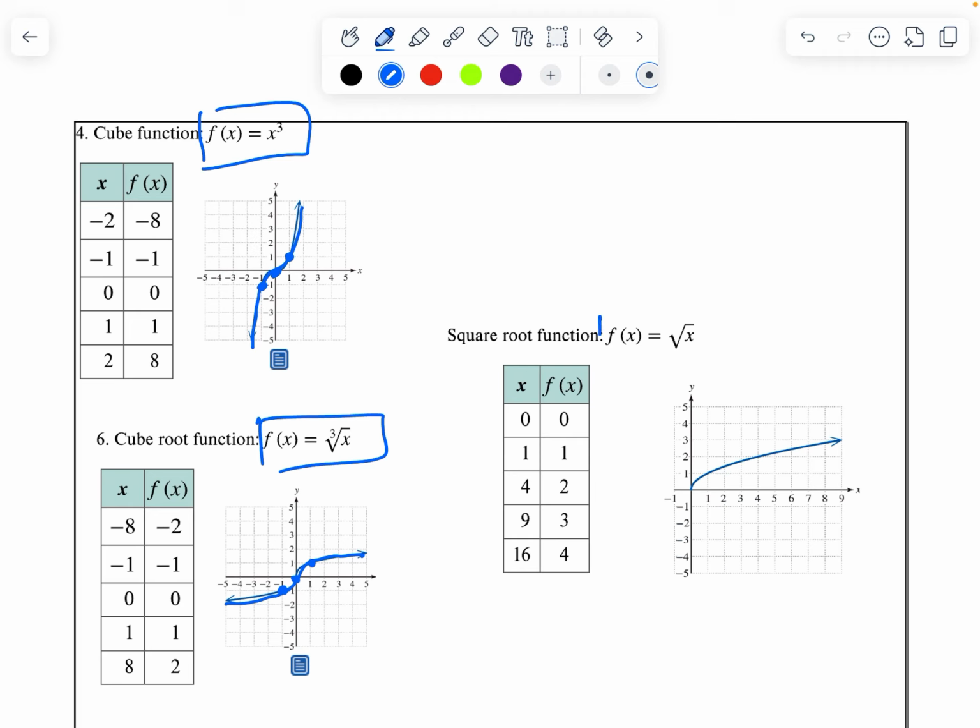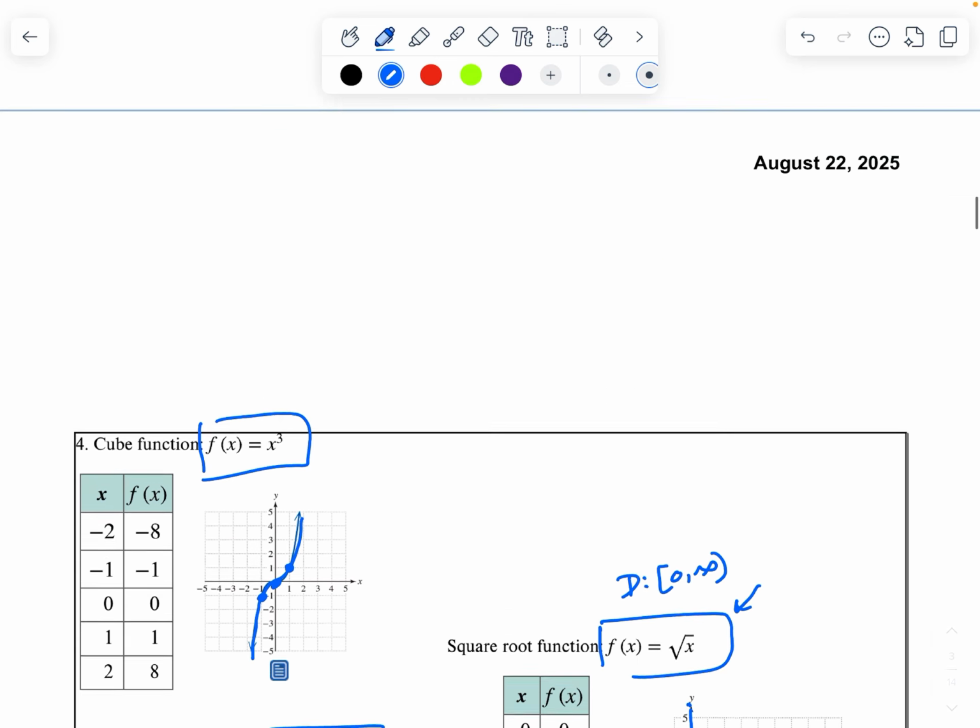Another parent function, the square root function, f of x equals square root of x. That's the parent. Starts at 0, 0. Also goes through 1, 1. And it doesn't have a left side of the graph at all. So if we talked about the domain of this one, it doesn't go past 0, right? It starts at 0. The domain of this one is from 0 to infinity.